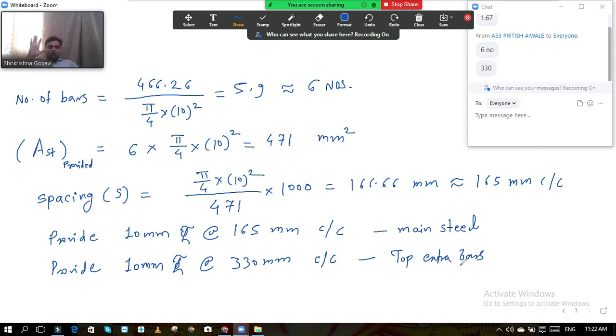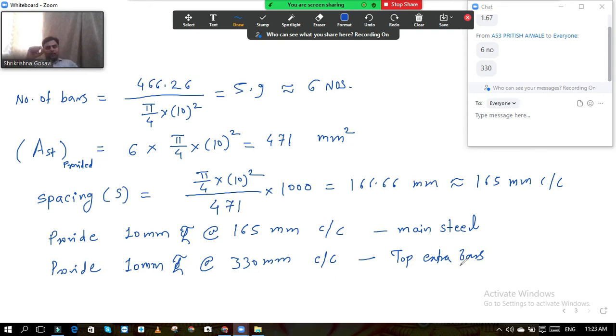Then we have drawn the loading diagram for flight BC. We have calculated the maximum bending moment. Okay, after the calculation of maximum bending moment, we have taken the check for depth. Our depth is satisfied. Then we provide the main steel bars for flight BC and top extra bars for flight BC. Okay, after this work, we have come to flight AB. Then for flight AB also we have drawn its loading diagram.